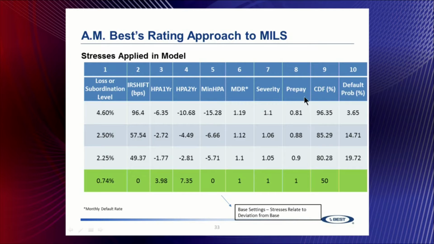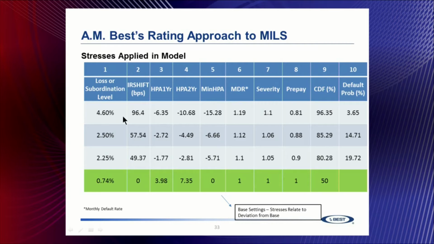Columns 6 to 8 show model stresses. MDR is the monthly default rate. Column 9 is the CDF, and the last column is the default probability. One can see that in the base case, there is no shift in the interest rate. HPI is always increasing. Stress on MDR, severity, and prepayment are 1. That means no stress.